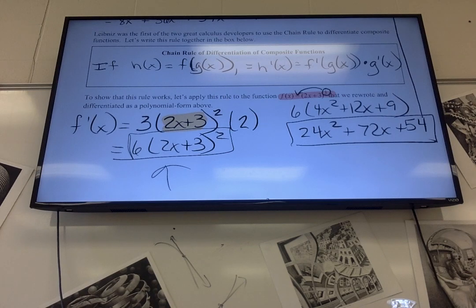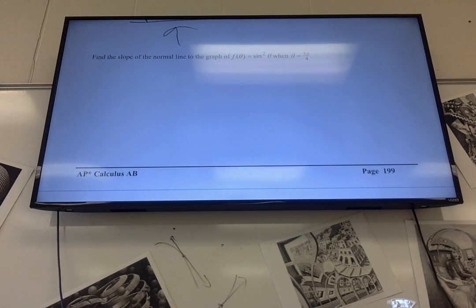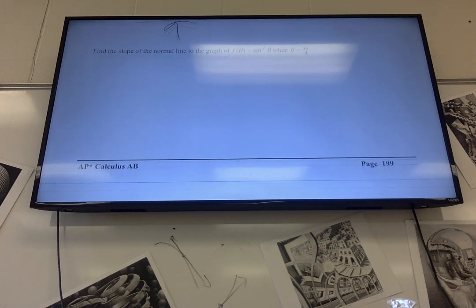Normal line to f of theta. And f of theta is sine squared theta when theta is blah, blah, blah. So remember, it's written like that, but that means sine of theta squared. So we have an outer function, which is that squared. And then we have an inner function, which is sine.